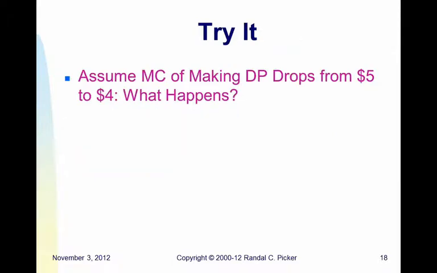So let's assume that the price of Diet Pepsi drops from $5 to $4. Now let's assume that's driven by improved technology for making Diet Pepsi, and so the marginal cost of that is lower. And the Pepsi market's competitive. That's almost certainly contrary to fact, but let's assume that. And so the price of Diet Pepsi drops from 5 to 4. Now the question, what happens?